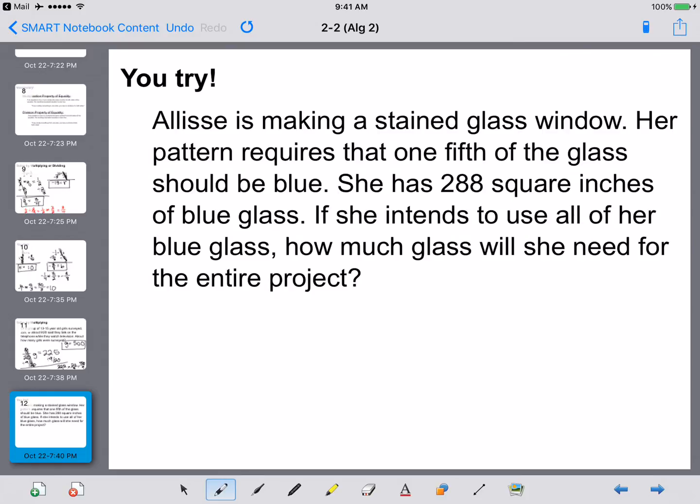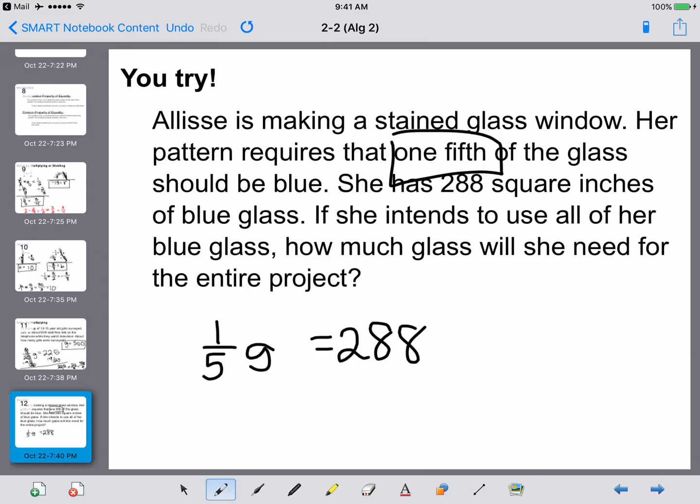So it says Elise is making a stained glass window. Her pattern requires that 1/5 of the glass should be blue. She has 288 square inches of blue glass. If she intends to use all of her blue glass, how much glass will she need for the entire project? So her blue glass is 288. That is 1/5 of all the glass. So 1/5 of all the glass should be 288.